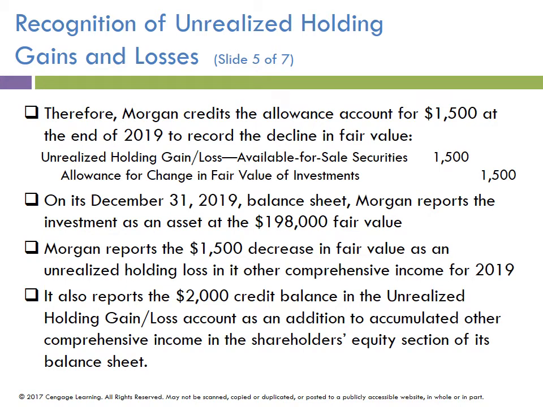So we would need to actually debit it 1,500 and credit the allowance for change in fair value of investments to decrease that account so it has a debit balance of $2,000. Again, we would be reporting these items in the unrealized holding gain or loss in comprehensive income.